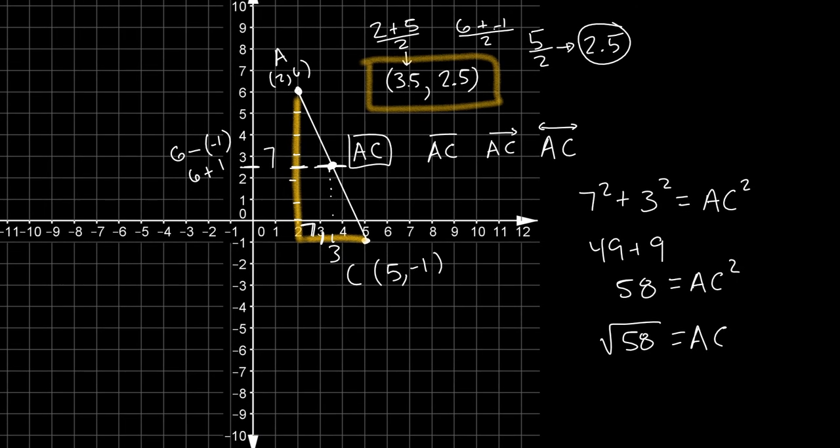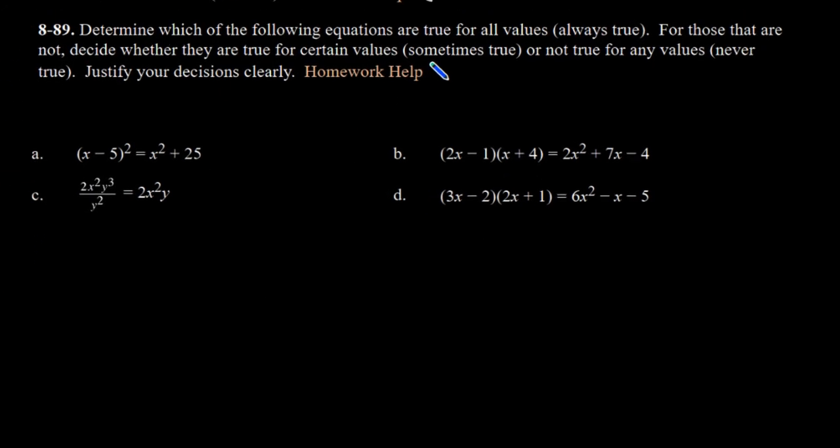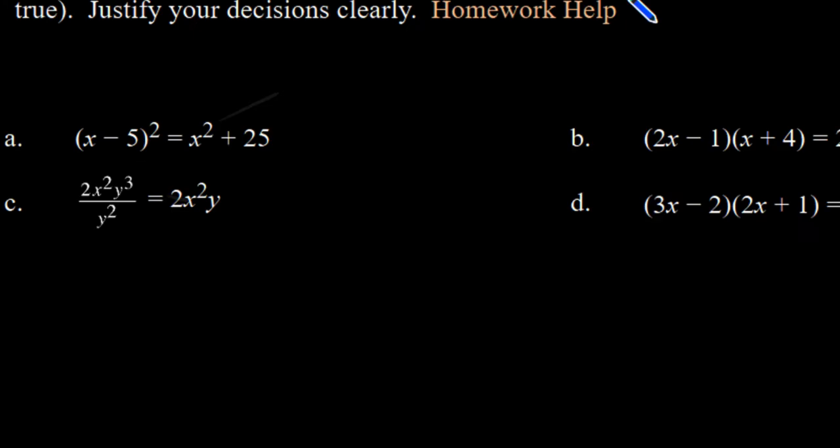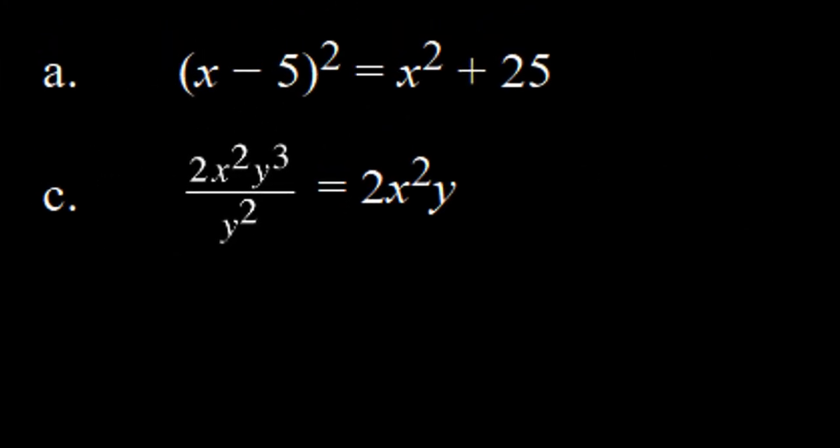And finally, we are on to our last problem in the set, question 89. It says determine which of the following equations are true for all values, always true. For those that are not, decide whether they are true for certain values, sometimes true, or not true for any values, never true. Justify your decisions clearly. So look, if I look at part A, I'm making a claim that x minus 5, that quantity squared, is always the same thing as x squared plus 25 squared.